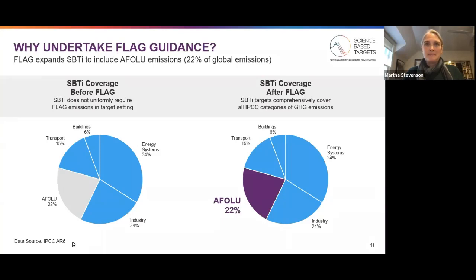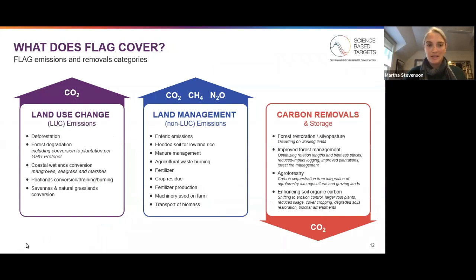The next slide, please. The main 3 areas of activity that we are addressing within this FLAG guidance are land use change, land management, and carbon removals. So on land use change, we're talking about all land use change is included in the model. So from deforestation to forest degradation to conversion of shrublands or grasslands for agricultural reasons, peat burning, etc. So all of that is included in land use change. And that is half of the AFOLU emissions. So that means that's 11% of global emissions come from land use change every year.